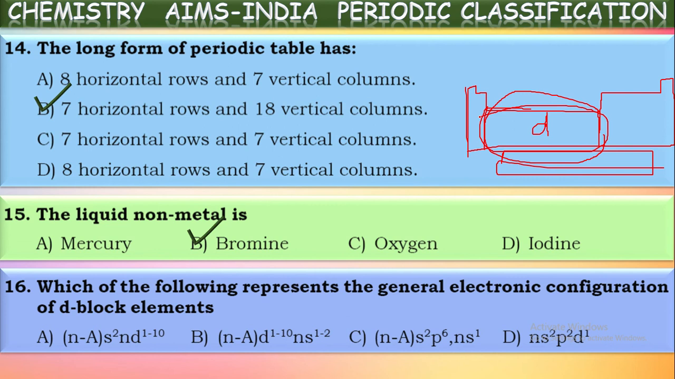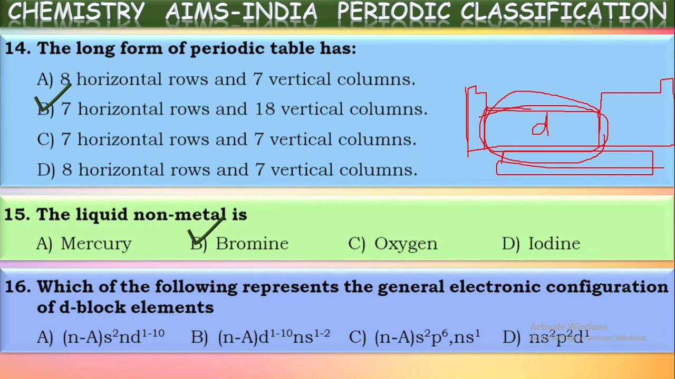For all these, the last electron enters into the d subshell of the penultimate shell. What is meant by penultimate shell? The shell which is at the last is called the outermost shell. The last but one shell is called the penultimate shell. So for all these d block elements, the last electron, which is also called the differentiating electron, enters into the d subshell of the penultimate shell.